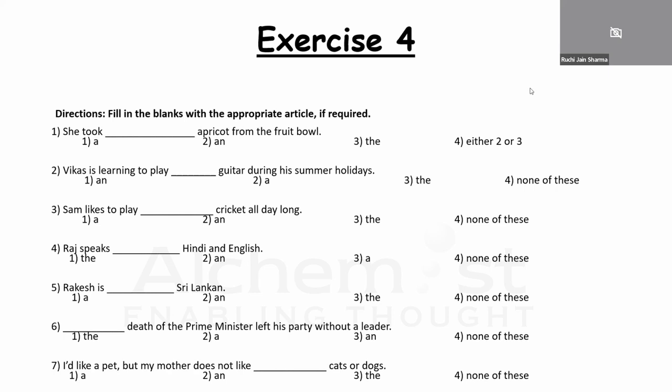मतलब एक apricot लिया उसने. And she took the apricot from the fruit bowl. That is also correct. The meaning slightly changes, कि मतलब वो जो apricot खा रही है उसने fruit bowl से लिया है. So either 2 or 3, both can be correct.